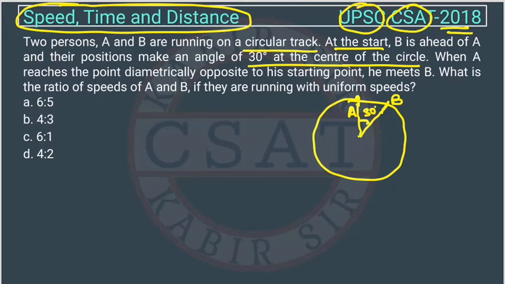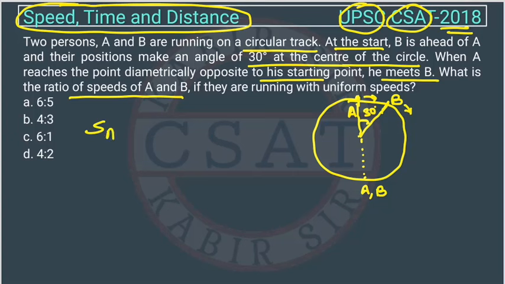When A reaches the point diametrically opposite to his standing point, he meets B. So when A reaches here, A is running like this, B is also running like this. A reaches here, at the same time B also reaches here. What is the ratio of speed of A and B?